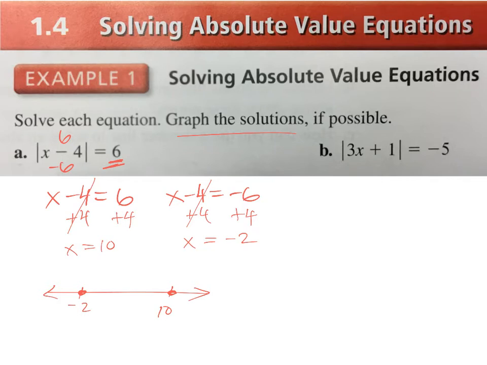Same deal. What must 3x plus 1 be equal to in order for the result to be negative 5? All right, well, let's think about what it means to find the absolute value of a number. If I take the absolute value of a quantity, the result is always supposed to be what? Positive. Well, that contradicts what we see here. It's negative. Now, how can that be? Well, it can't be. Since it can't be, that means there is no solution.